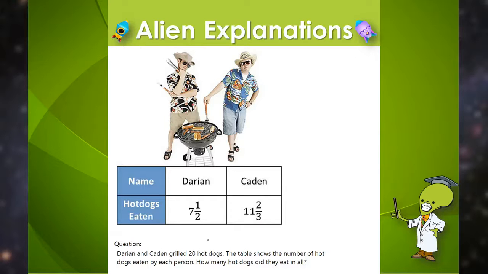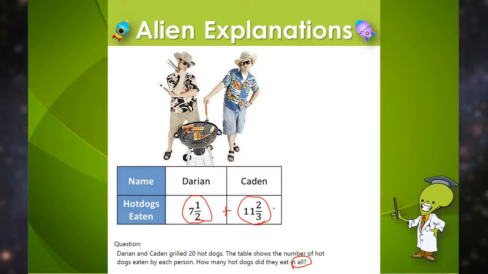So in this problem, we're told Darren and Caden grilled 20 hot dogs, and the table shows the number of hot dogs eaten by each person. So how many hot dogs did they eat in all? Well, from the table, we can see that Darren ate 7 1/2 hot dogs, and Caden ate 11 2/3. And if we're going to find how much they ate in all, we will be adding these two mixed numbers together.